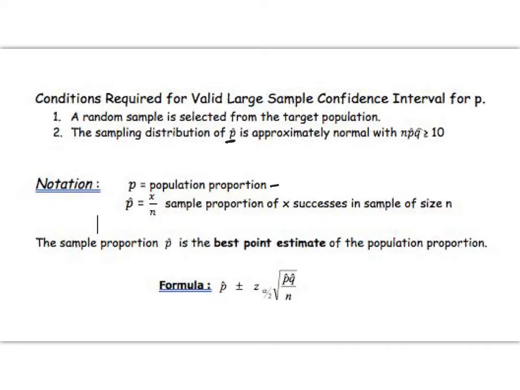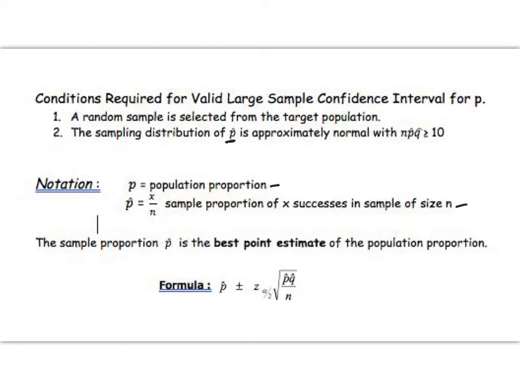So p here, that is the population proportion. That's the true population proportion that we don't really know, but we're guessing at. And p hat, that's what we observe. That's the number of successes over our sample size. That's our best estimate of what we think the proportion is. We call it a point estimate.